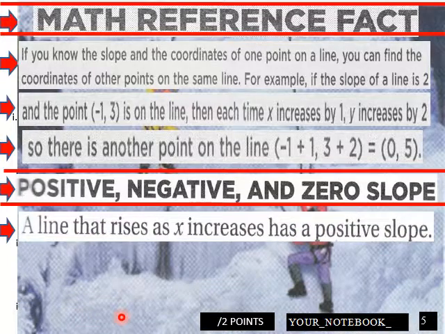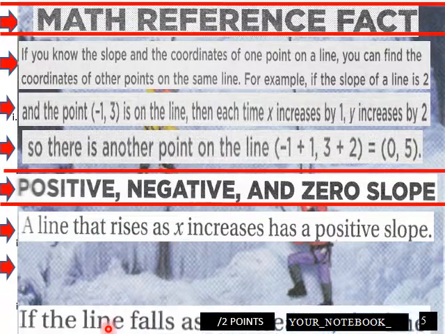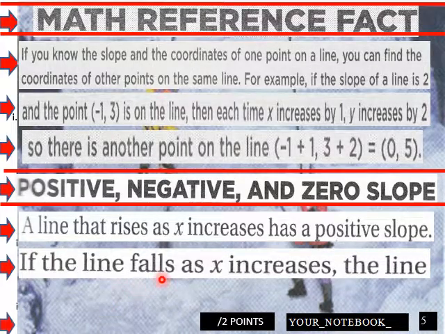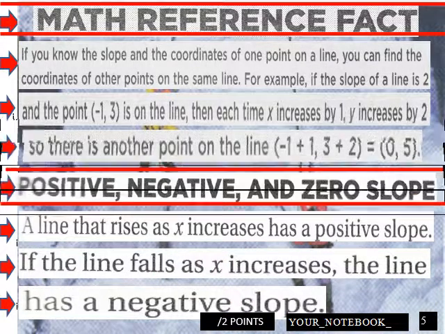Positive, negative, and 0 slope. A line that rises as x increases has positive slope. If the line falls as x increases, the line has negative slope.